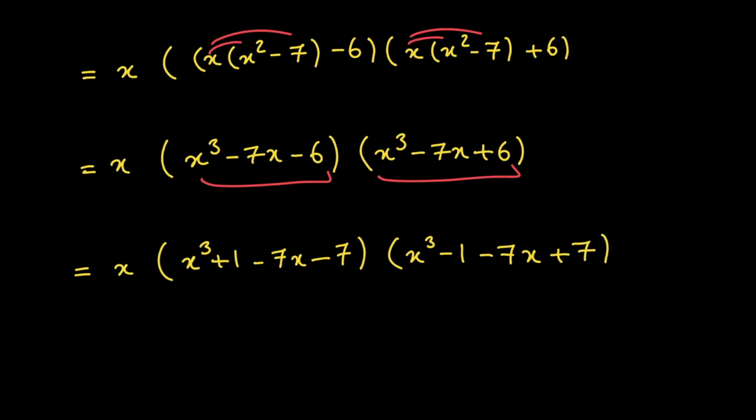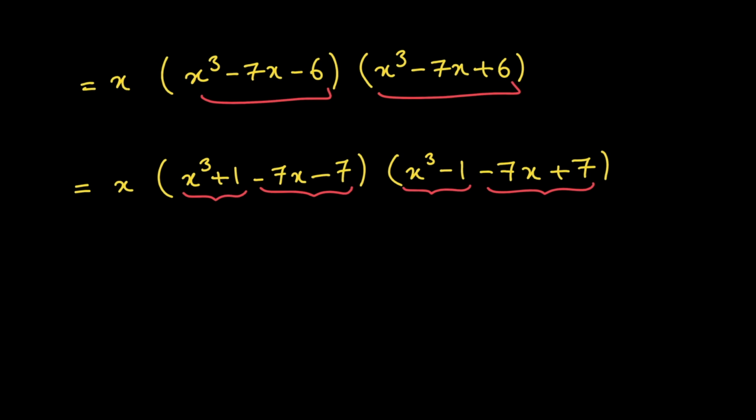Great. Now, notice that 1 is the same thing as 1 cubed. So that means that we have a sum of 2 cubes over here and a difference of 2 cubes over here. And besides that, it is obvious that we can factor negative 7 out of these two and these two. So let's go ahead and do all of that. So I'm going to write x times, I'm going to factor this using this sum of 2 cubes. So I'm going to have x plus 1 times x squared minus x plus 1.